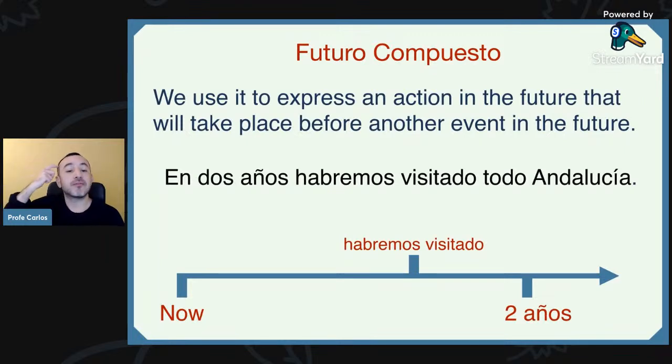And that is when our futuro compuesto takes action. Habremos visitado todo Andalucía. So if you observe the sentence, en 2 años habremos visitado todo Andalucía, we do have an equivalent in English. In English, we do say, in 2 years, we will have visited all Andalucía. Literally, that would be the translation. So the use is the same, an action in the future before another action in the future. But here what changes is the structure, and that is what we're going to see now.